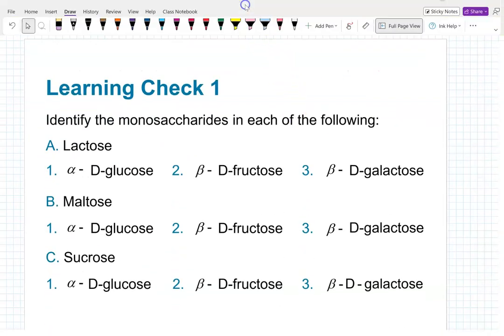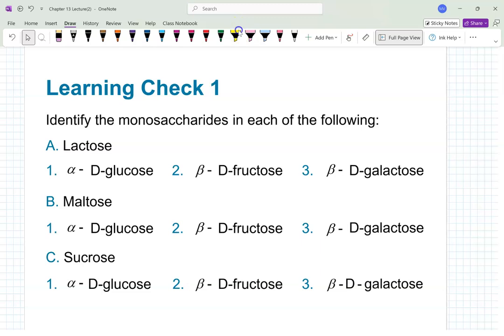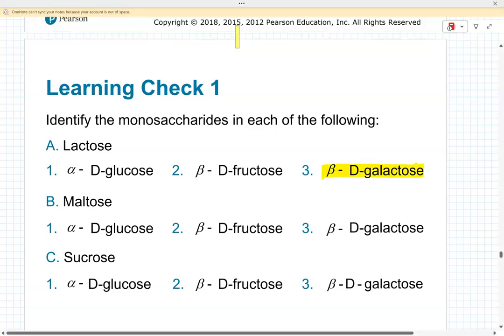Now, let's talk about what monosaccharides are going to be found in each one. So in lactose, what do you have? Galactose and glucose. In maltose, what do you have? Only one of them. And in sucrose, fructose and glucose. Yes. Okay, makes sense?